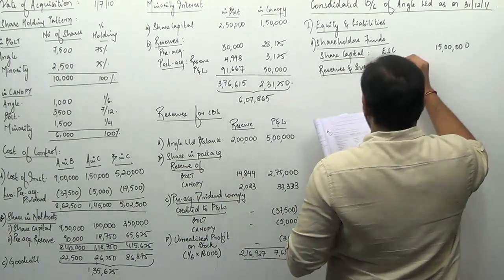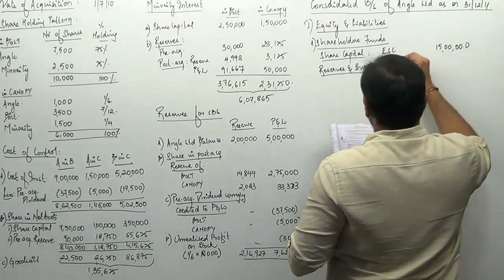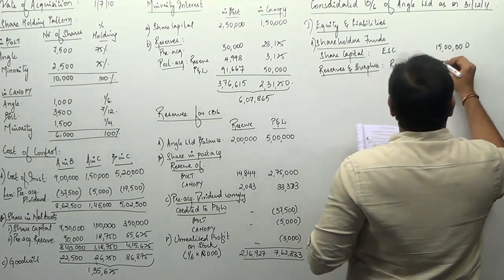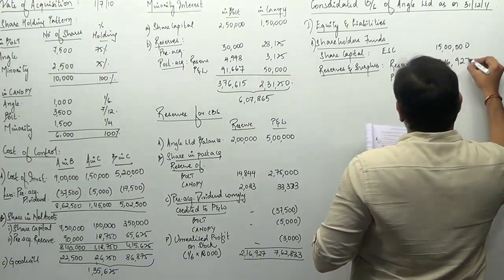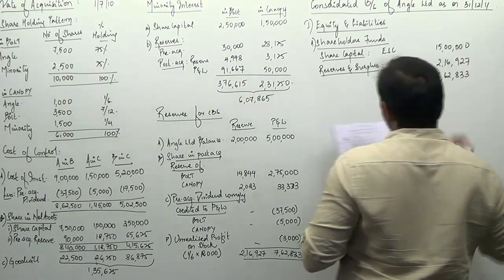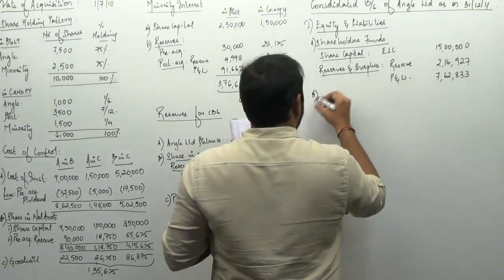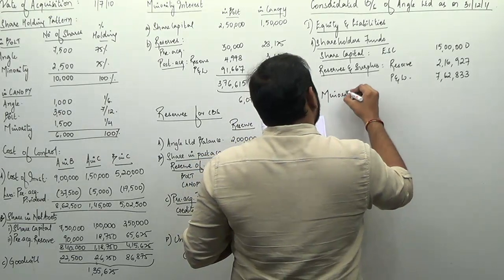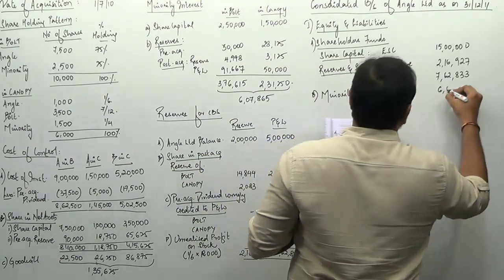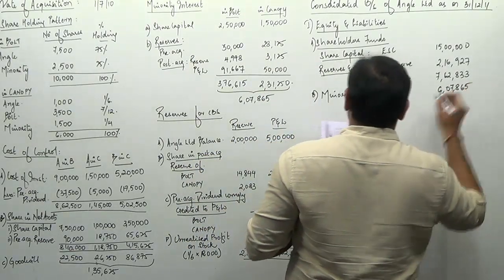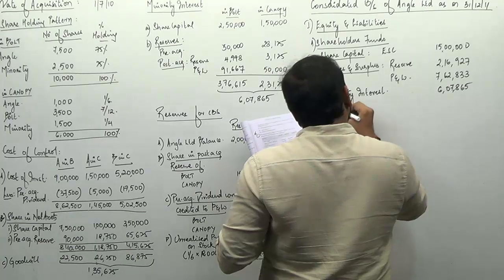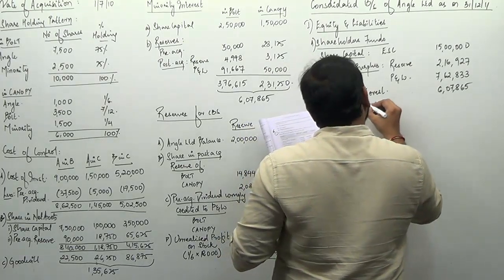Under reserves and surplus, I don't have a capital reserve, so only I have reserves and P&L. Reserve total is 2,16,927. P&L total is 7,62,833. Then I have minority interest, that is your step 6 total, 6,07,865. Non-current liabilities are nil.